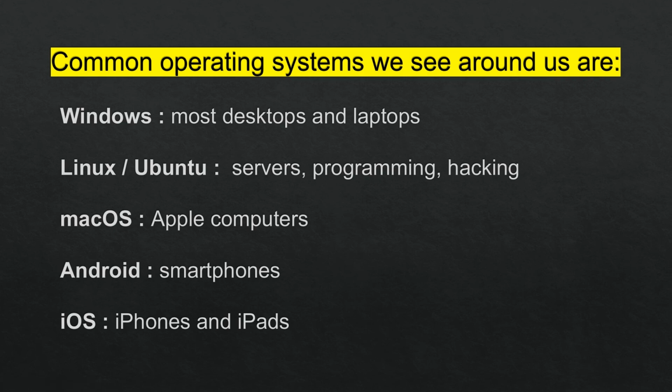Common operating systems we see around us are Windows, which is mostly on the desktops and laptops which we use, Linux, Ubuntu. These are mainly used for servers, programming and hackers. And macOS, that is Apple computers, Android, which is smartphones, and iOS, that is iPhones and iPads. So these are the most commonly used operating systems at present.